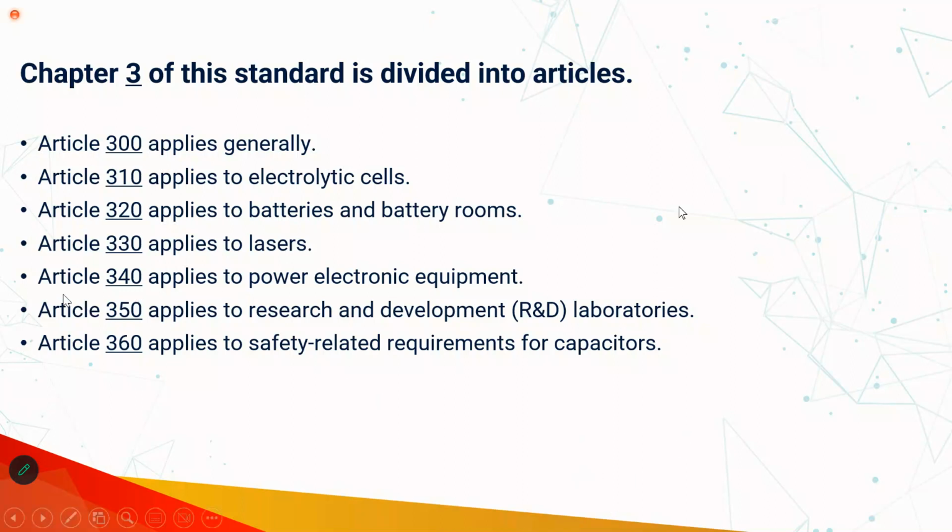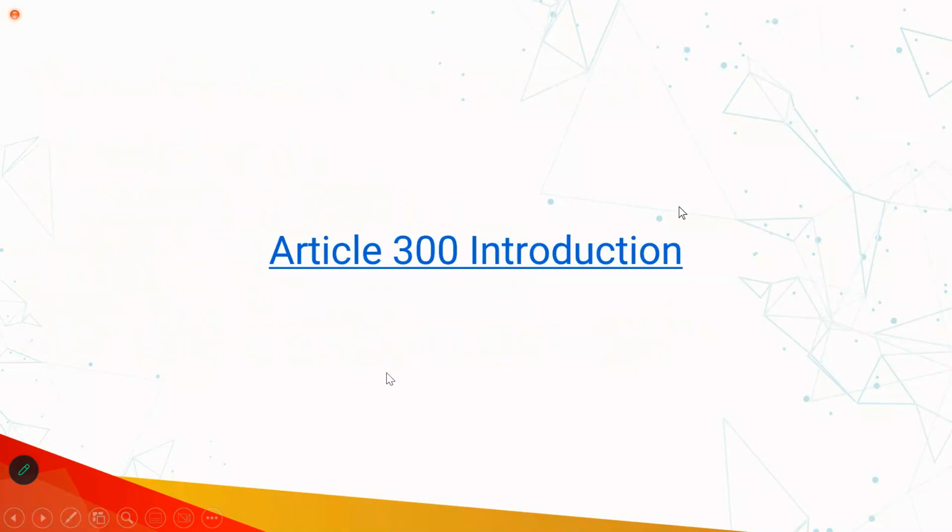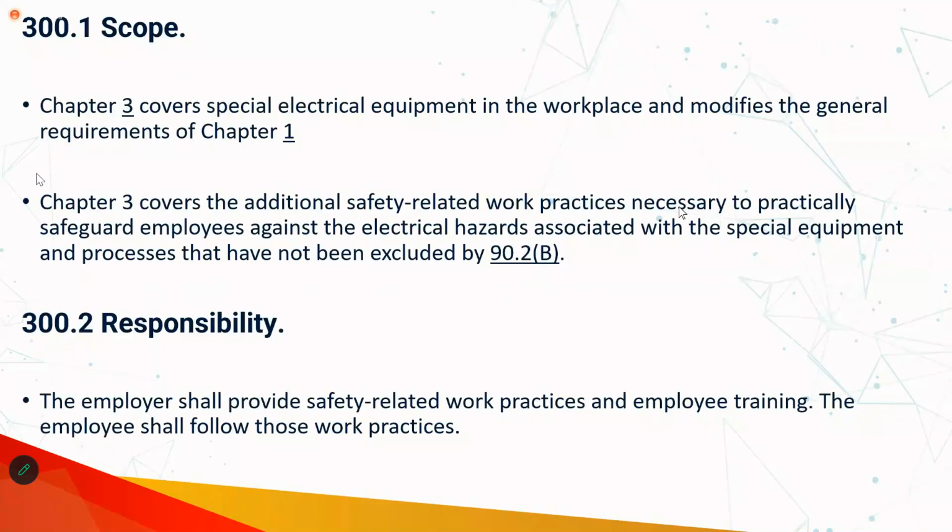Similarly, article 320 talks about batteries and battery rooms. Article 330 is about lasers. 340 is about power electronic equipment. 350 is about research and development laboratories, and 360 is about capacitors. So Article 300, chapter number 3, covers special electrical equipment in the workplace and modifies the general requirements of chapter number 1. So all the requirements of chapter number 1 might not be applicable here.